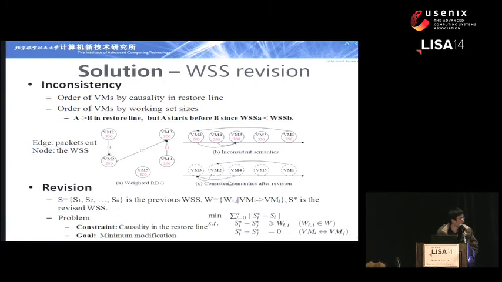To revise the working set size, we should keep the causality in the restore line, and the size modification should be minimized. If we revise a size to be larger, the latency to resume a single virtual machine would be longer. And if we revise the size to be smaller, it will incur more page faults and impose performance loss. This problem can be solved by a linear programming approach. So finally, we get the final working set size of the virtual machines.